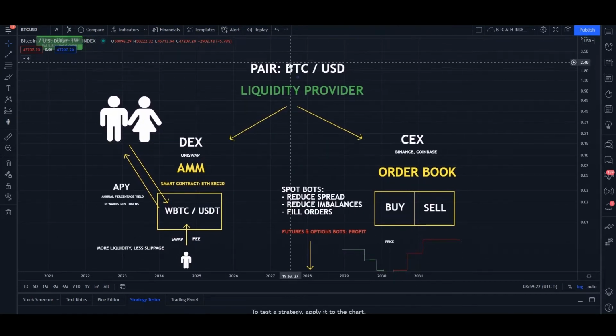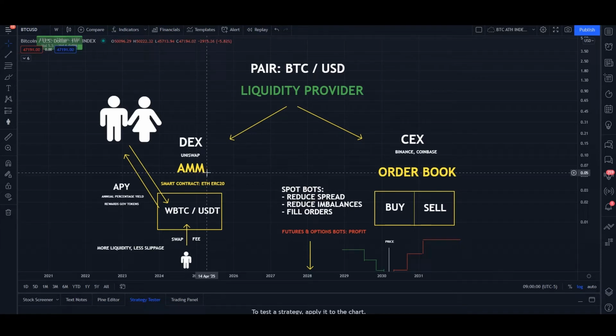For example, we have the pair Bitcoin against US dollar, and we have two ways in crypto to buy cryptocurrencies. One can be through a decentralized exchange. One can be through a centralized exchange. A decentralized exchange works like this. It's, for example, Uniswap or SushiSwap or PancakeSwap or whatever swap there is. They work with automated market making, right?